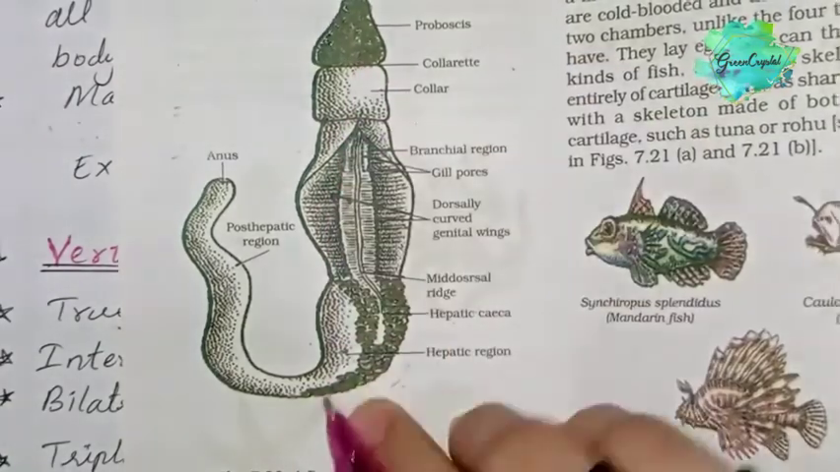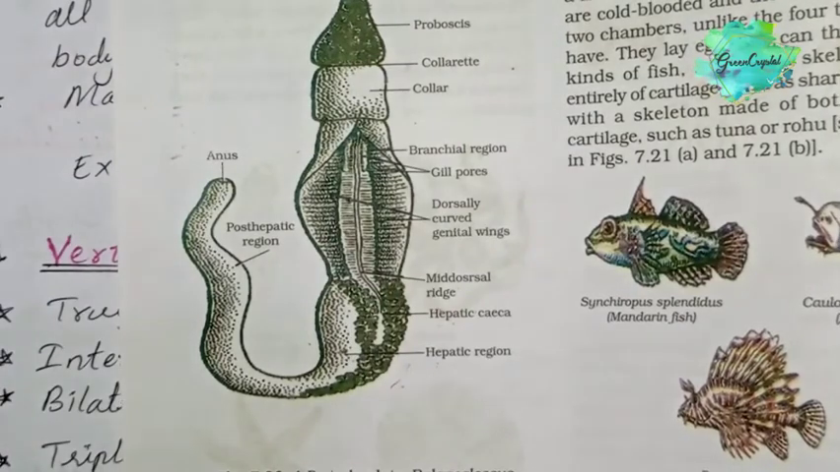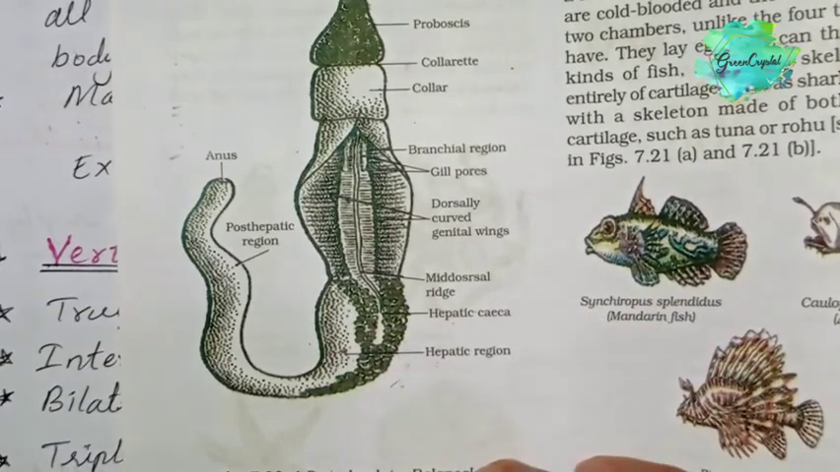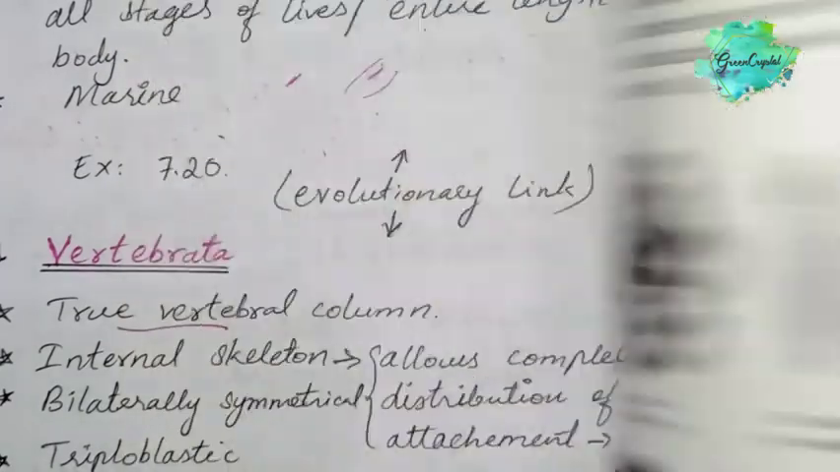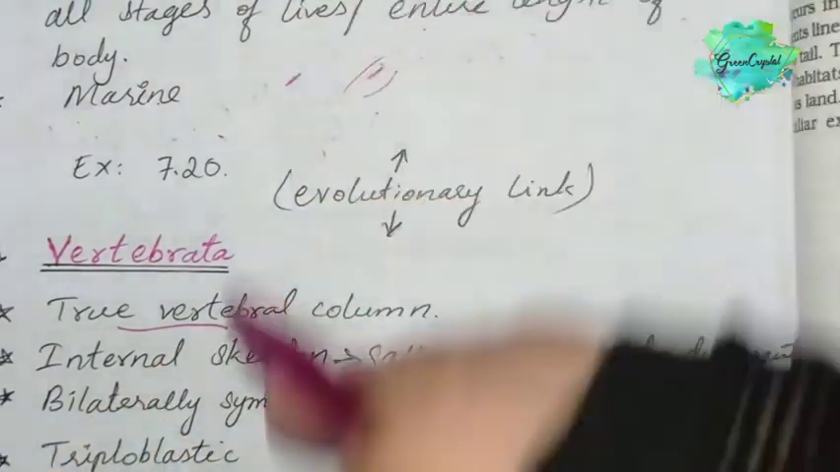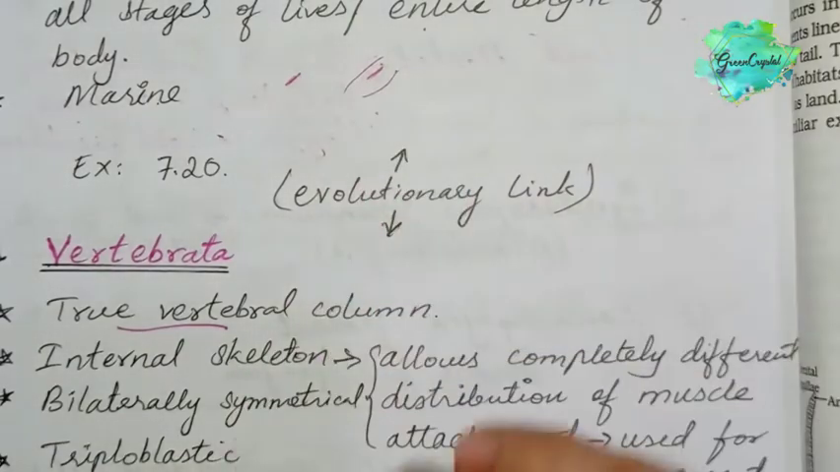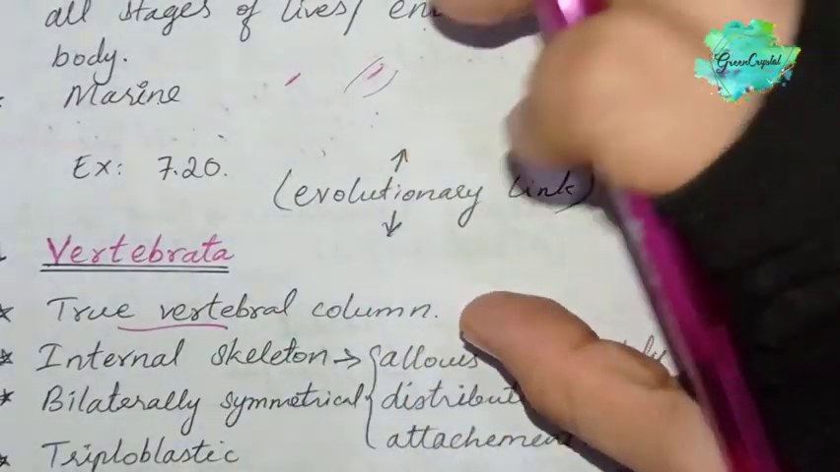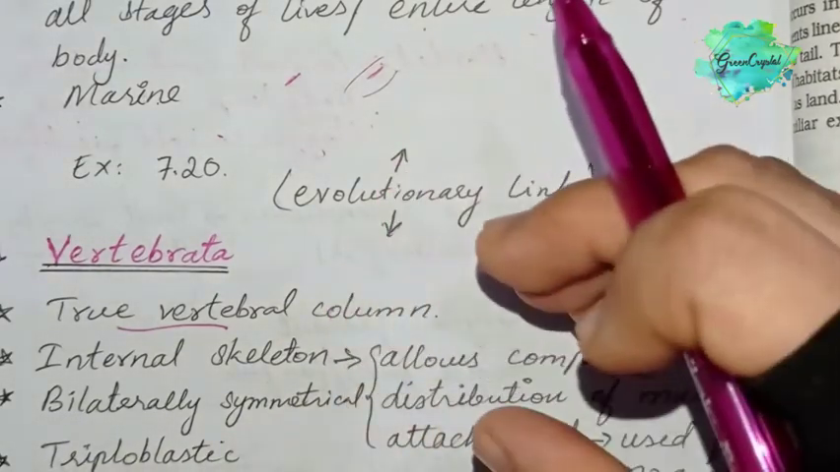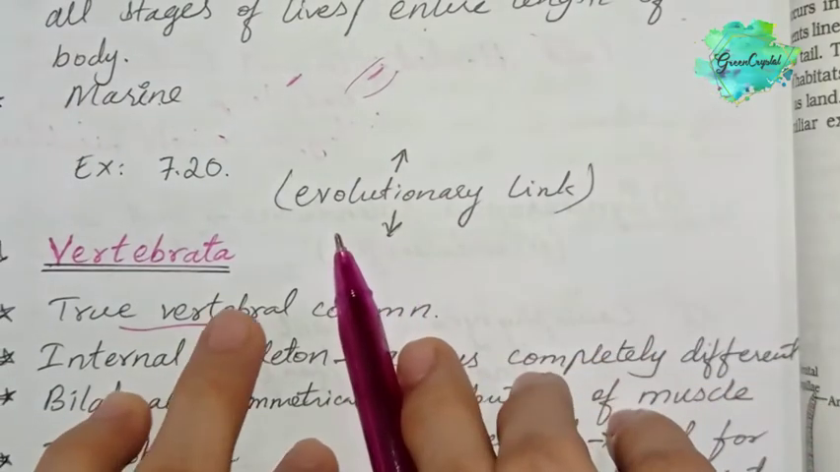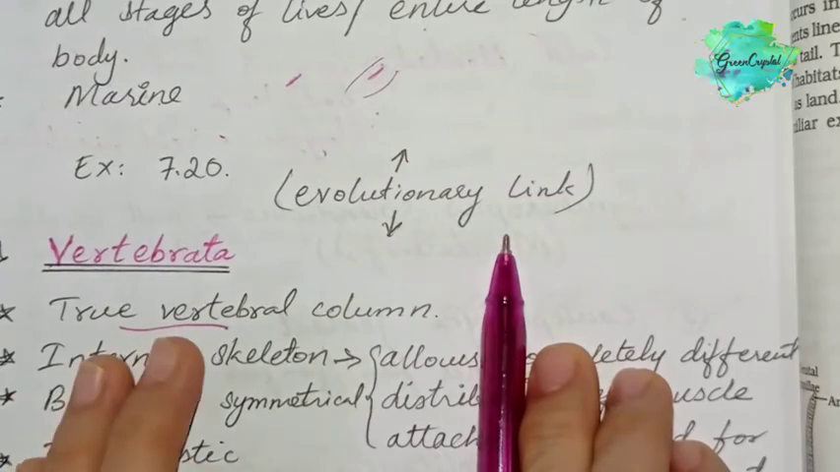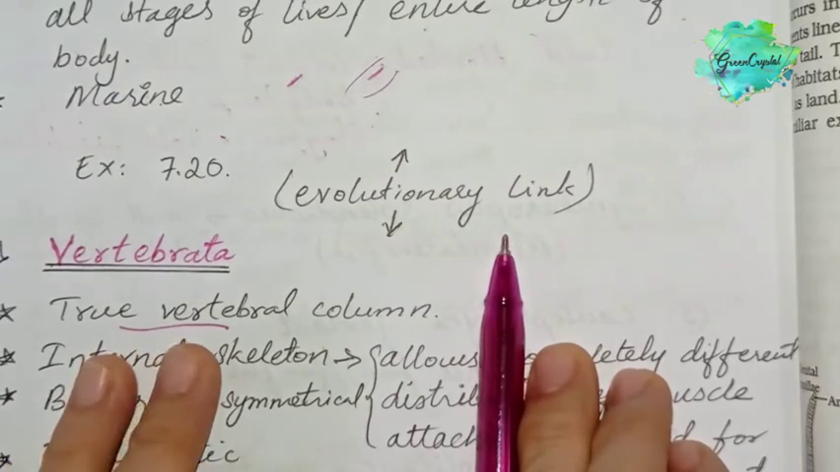These animals are very rare to see, and Protochordata are always said to be the evolutionary link between the other eight phyla and Vertebrata. So these are the subphylum of Chordata, right? It is believed to be the evolutionary link.